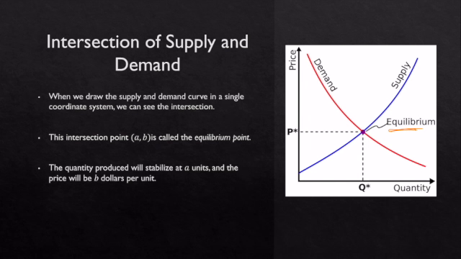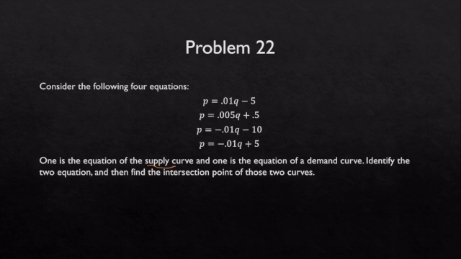Now, problem 22, this was on page 36? Yes, page 36, this was homework 1. It said, consider the following 4 equations. So I have these 4 equations right here, and one of them is the supply curve, and the other one is the demand curve, but it doesn't tell me which. And I need to identify the 2 equations and find the intersection point of those 2 curves.